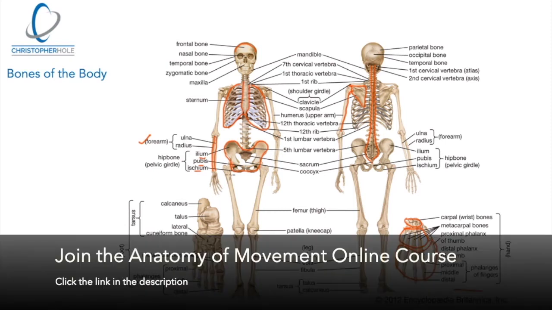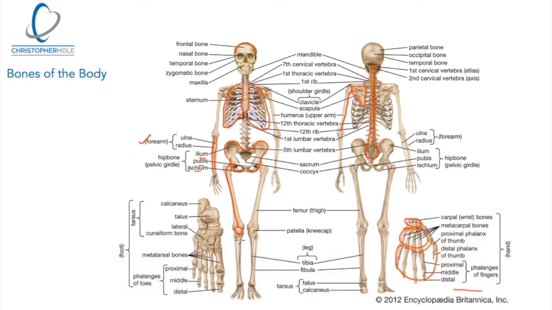We come down to the leg. The major bone is the femur, so that's the big bone at the front. You've then got the kneecap. You've then got the big shin bone, which is the tibia, and then the smaller shin bone, which is the fibula.